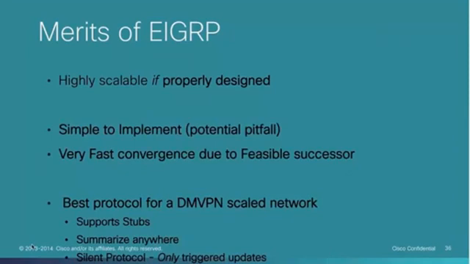What are some of the merits of using EIGRP? It is highly scalable if properly designed. You can see "properly designed" is in bold. I tried to bold it; it doesn't look as bold as I thought it was. But yes, it's highly scalable if properly designed, because when you keep adding routers to EIGRP, it forms a neighborship, starts exchanging routes. Another router starts forming neighborship, starts exchanging routes, which brings us to the second point: it's simple to implement. And it also brings me to the point that it's a potential pitfall. Why? Because if you start connecting router after router in a chain, connect company after company in a chain, and start exchanging EIGRP routes, then you're going to run into problems.